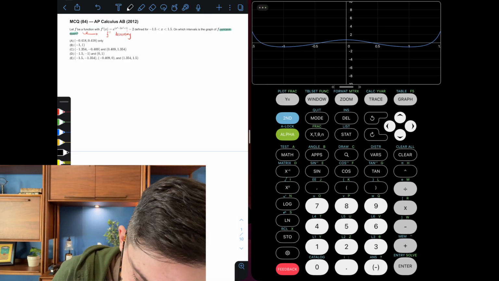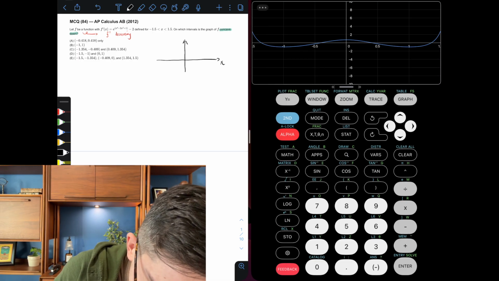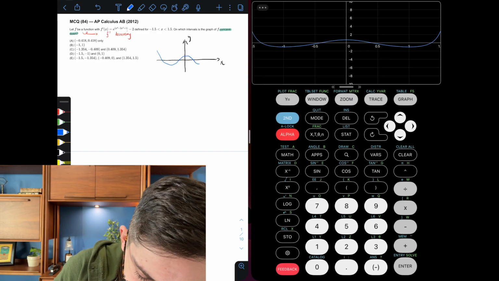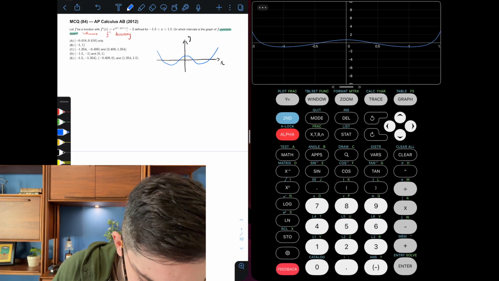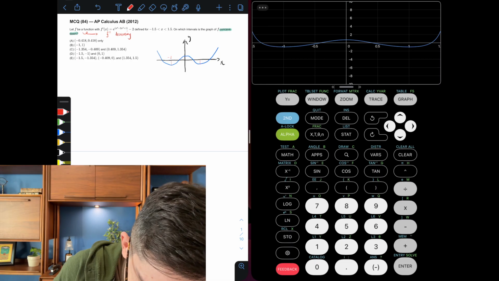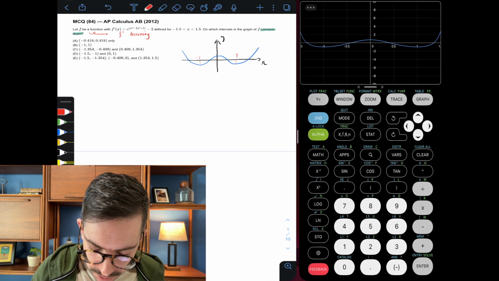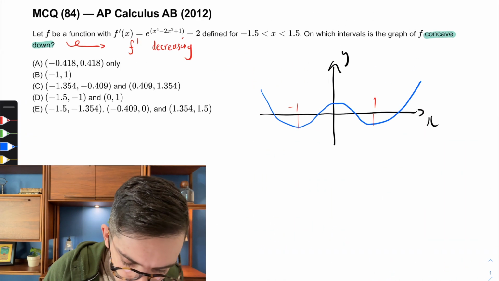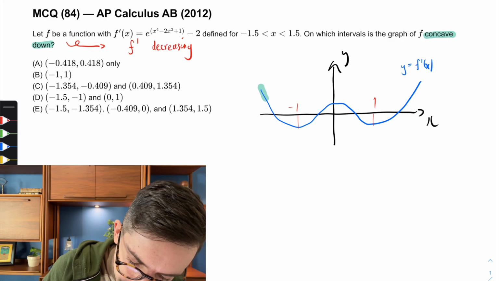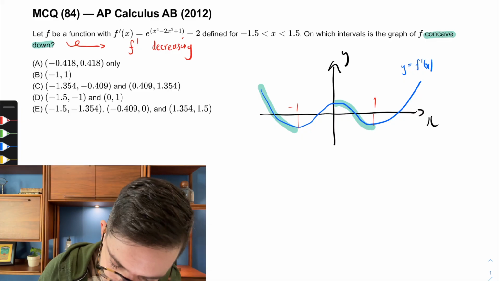So what this graph looks like it's doing is something like this. Very quick sketch, but this downward behavior is changing at negative 1 and 0. So if I close my calculator, get back here, my graph y equals f prime of x is decreasing, then it starts increasing, and then f prime starts decreasing again.